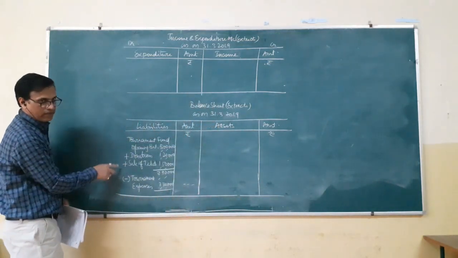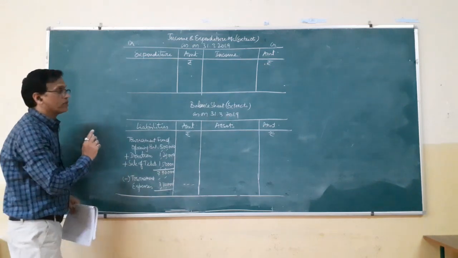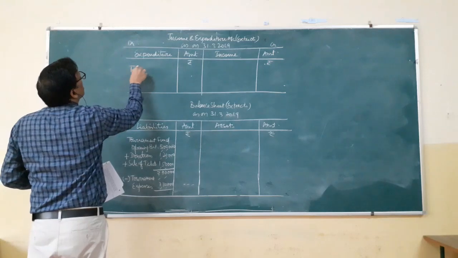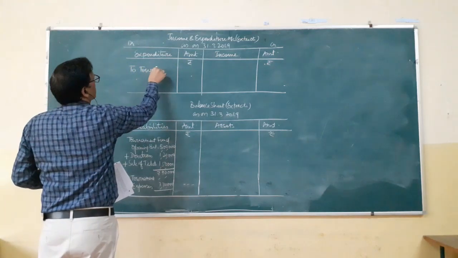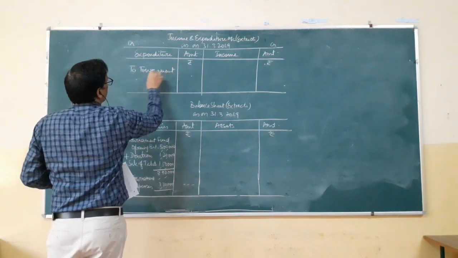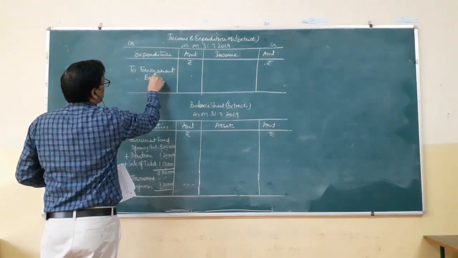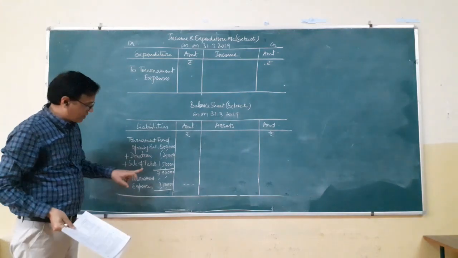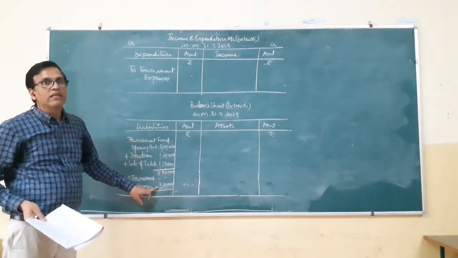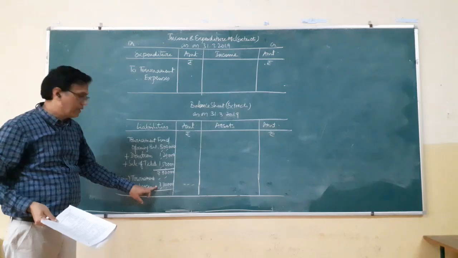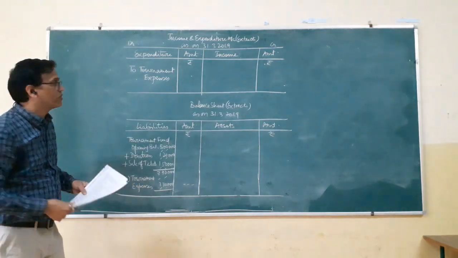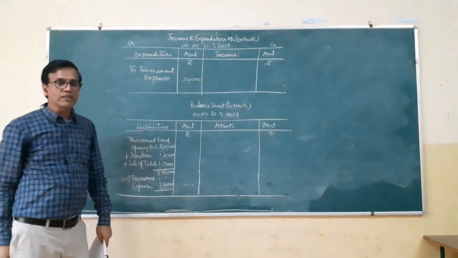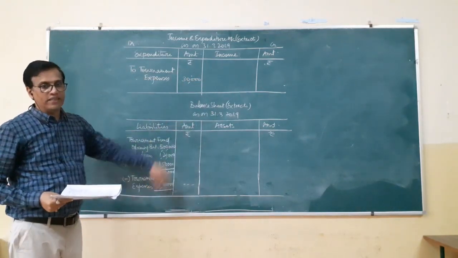But we will have to show it, because the question demands so. And then here we will write down tournament expenses in the income and expenditure account. Total tournament expenses are how much? 8 lakh rupees. How much could we cover from the tournament fund? That is 770,000. How much is left? 30,000. This 30,000 we will show here. This way we have to present it.